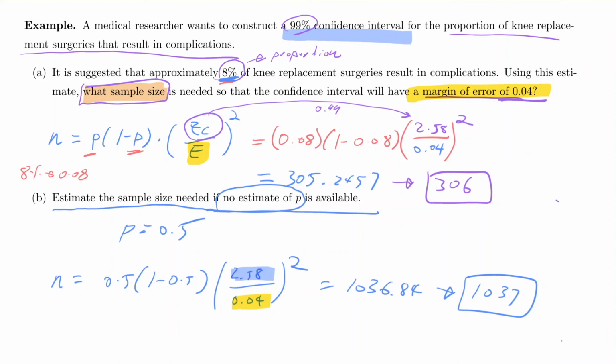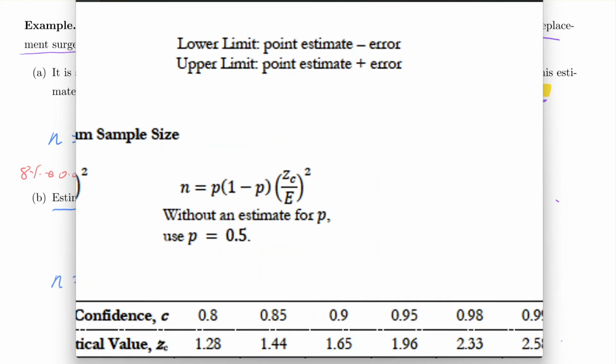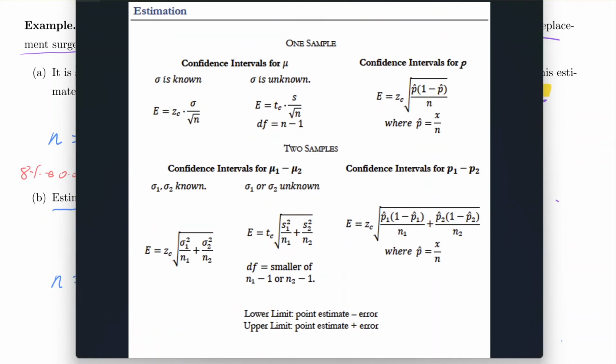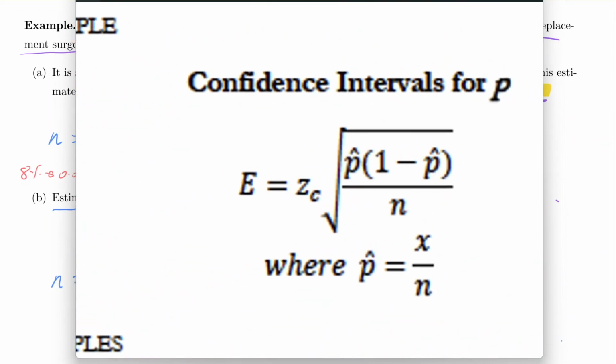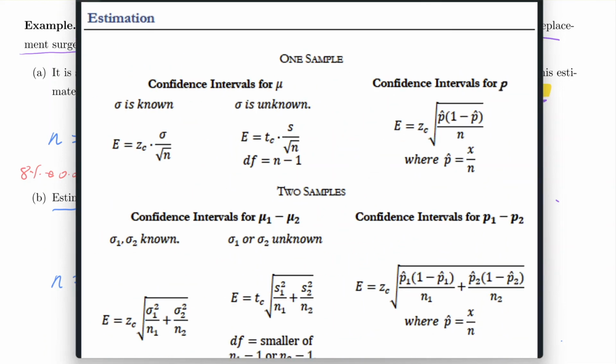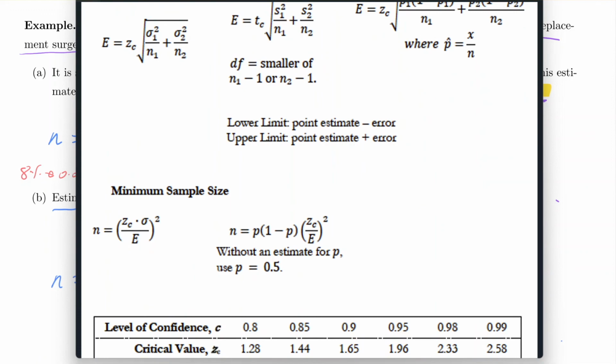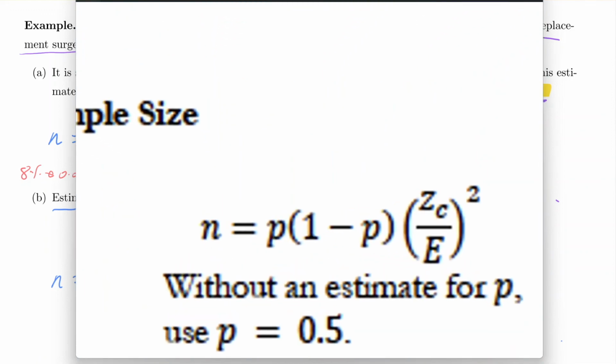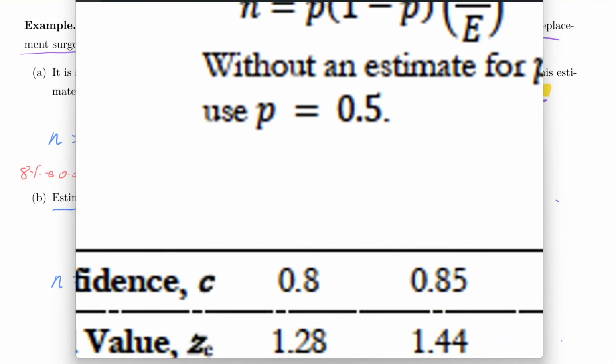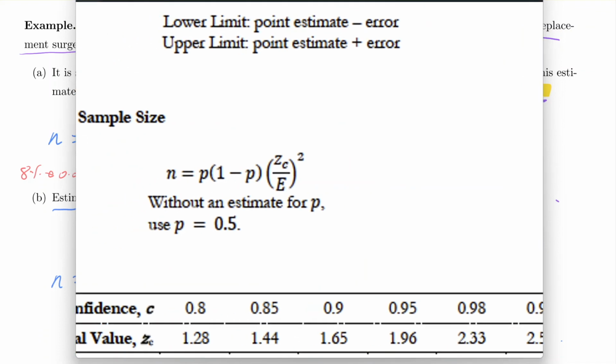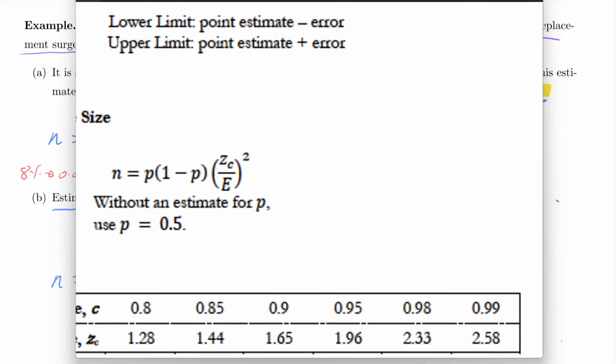Okay. So let me review here again. In this video, we looked at confidence intervals. If the problem says find the confidence interval for a proportion, we use this formula. And if it's minimal sample size with the proportion, we use this formula. And for the critical value for proportion, we look at this table right here, level of confidence, the bottom one right here.